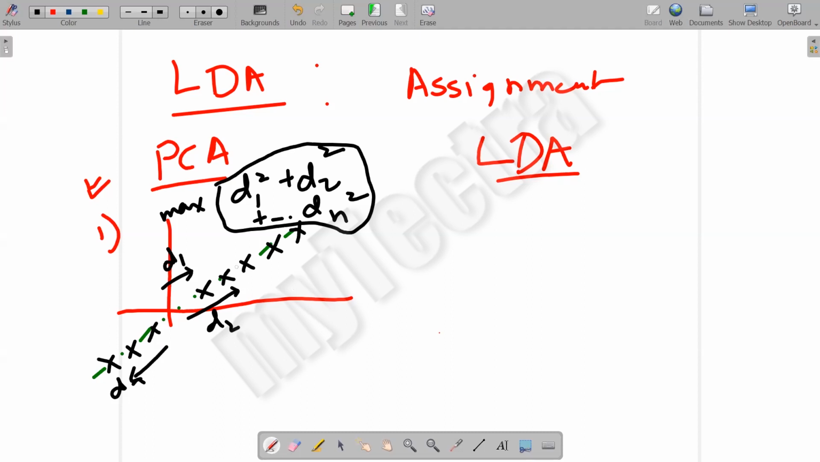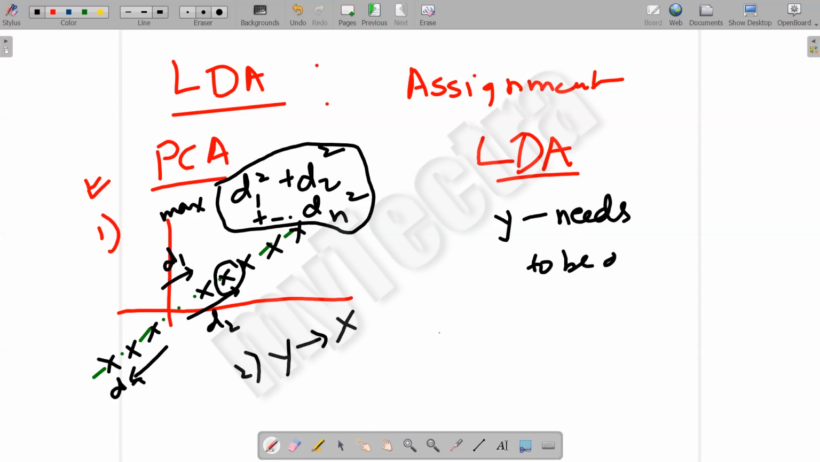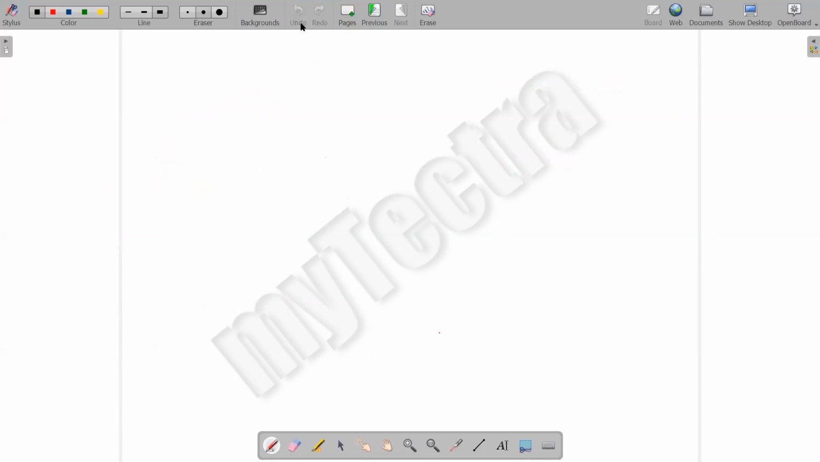Here, it didn't matter what was this projection from. There was no role of y here, if you remember. Y was nothing here. I mean, you didn't need to worry what is y. It was just seeing all your projections on one line, right? In LDA, y needs to be defined first. What is y? Output. Okay. So y needs to be defined. But by what I mean y, I'll explain you using a graph.